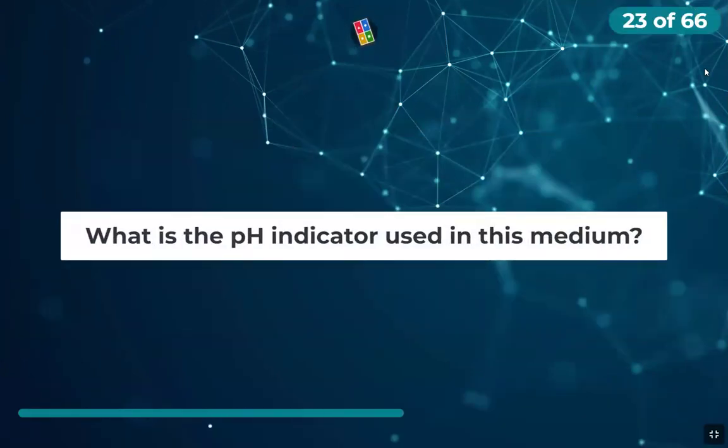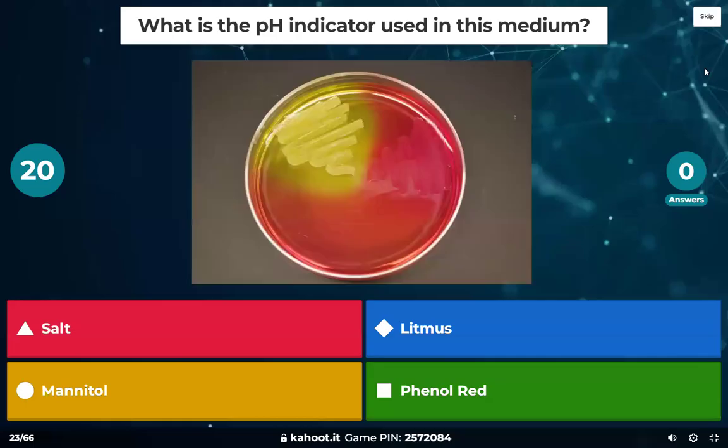What is the pH indicator used in this medium? Probably the same thing. Yeah, it is. Again, another very common question on this, and I'll probably give you every pH indicator that I have: phenol red, litmus, bromothymol blue, and I might even throw in a bromophenol blue. So be sure you know your terms.